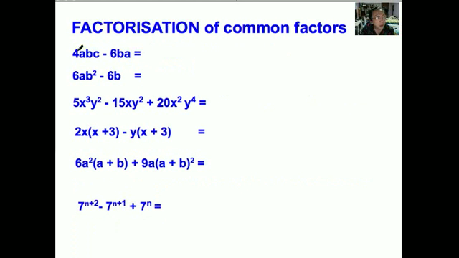In the first example, we first look at the numbers. The numbers have a common factor of 2. Next, we look at the terms of A. A is common, and B. Once we have taken out 2 from 4, we are left with the factor 2. We have taken out AB, leaving behind C. The sign is still the same.